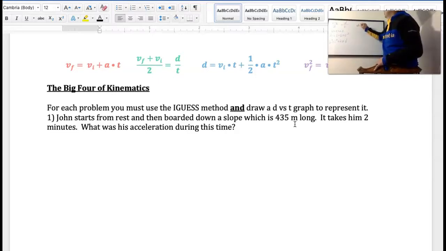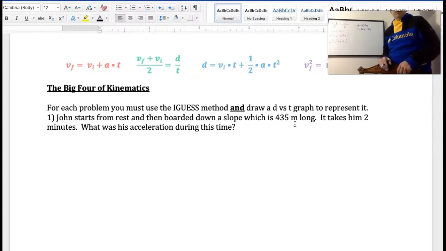And I know you probably can't see my board. I'll switch screens in a minute. So I know D is 435 meters. We're told the time is 2 minutes, which again, we know we have to convert to seconds. So I'm going to multiply that by 60 and say that's 120 seconds. Okay.